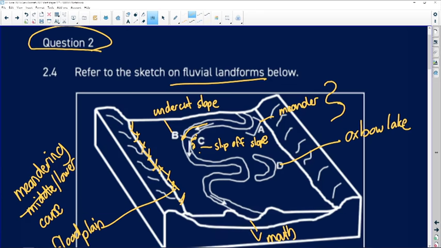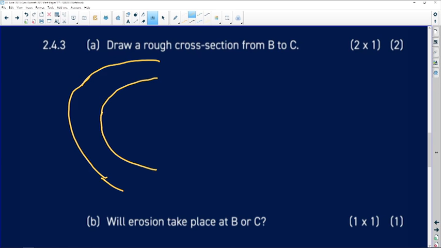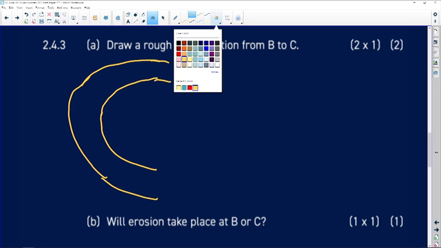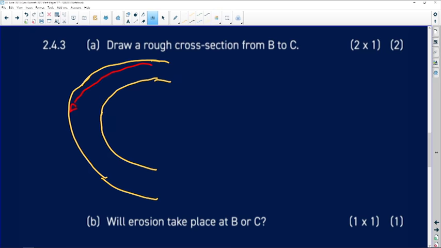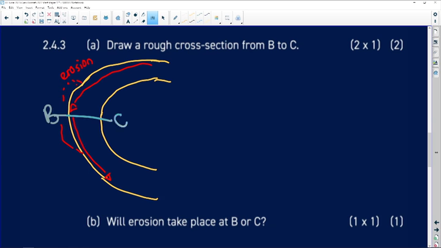Remember, the water flows fastest on the outside bends of the river. So there's B and C. I'm just going to draw the diagram that's been pointed out to us over there, and draw the cross section from there. So as the river meanders, as you can see, the water flows fastest on the outside bends. Remember, we can't steer water. So as you can imagine, it bashes into this riverbank. Now, what we experience on the outside bends is erosion, because the water flows faster. It's B to C. So we experience erosion on the outer bends.